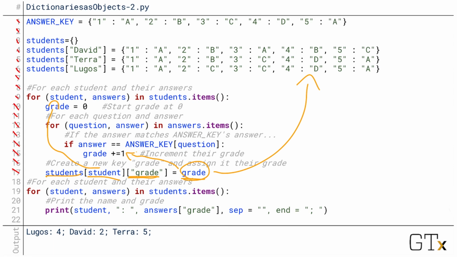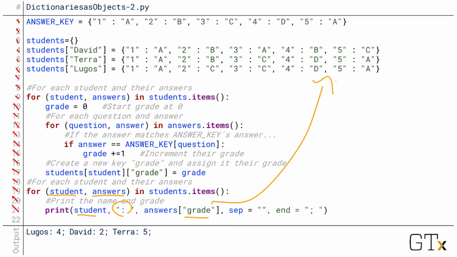for that student. Then at the end, I basically start that loop over again iterating over every student in our students dictionary and their answers as the values, and printing out the student's name, the value corresponding to the key grade in their answers dictionary, which as we saw on line 17, was created when we were done calculating each grade. So here, Lugos got 4 right, David got 2 right, and Tara got 5 right.